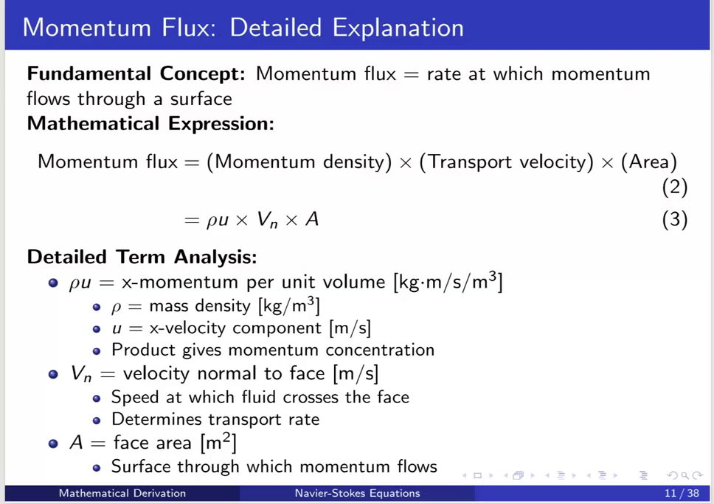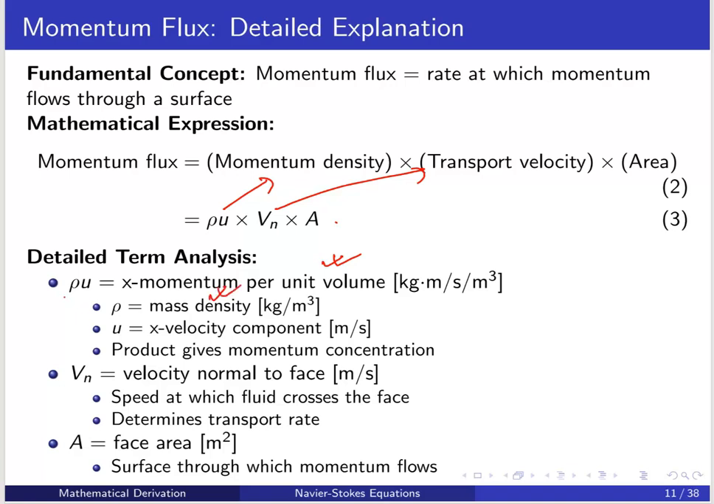So now here is the fundamental concept. Momentum flux is nothing but the rate at which momentum flows through a surface. So already we know the momentum flux is momentum density into transport velocity into area. Here momentum density is nothing but ρu, transport velocity Vn is normal to the surface, and A is the area.